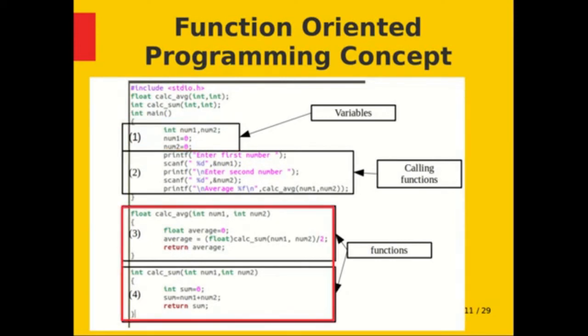In this program, there are two functions called calc_avg and calc_sum. Each function has a specific task. Here, the task of the first function is the calculation of the average and the task of the second function is the calculation of the sum. The calc_avg function is called by typing this command.